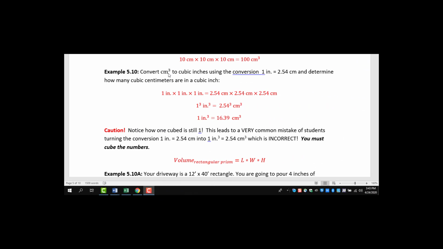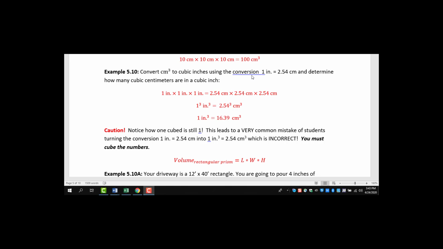So here we're going to convert cubic centimeters to cubic inches using the conversion for length. This is the length conversion: 1 inch equals 2.54 centimeters. And we're going to determine how many cubic centimeters there are in a cubic inch. There's not 2.54, I can tell you that right now.